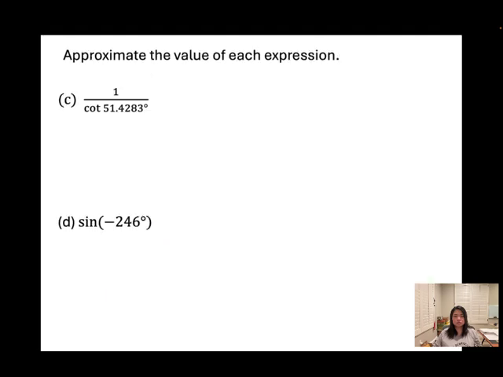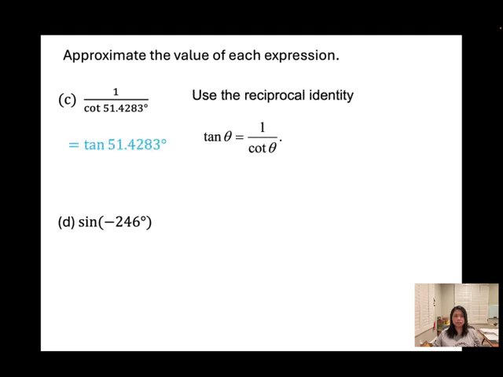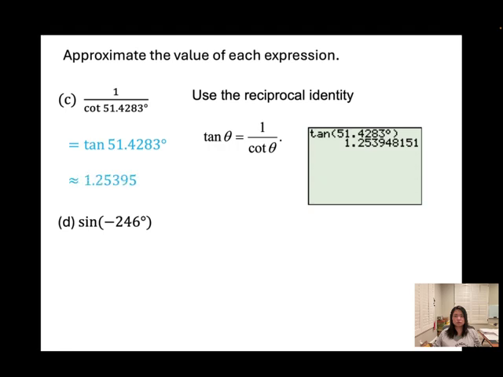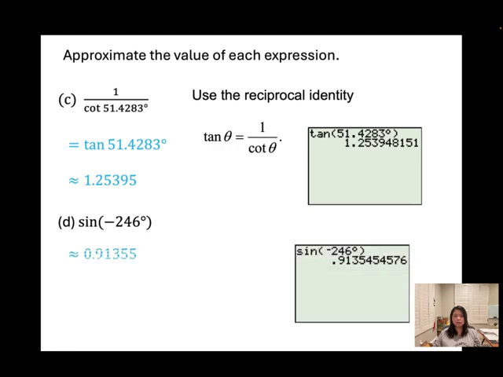Okay, C. 1 over cotangent. 1 over cotangent means tangent. Okay, you should get 1.25395. D. Sine of negative 246 degrees. So you should get 0.91355.